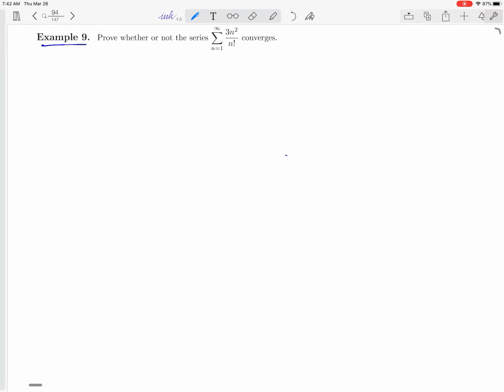Example 9: they're giving us a series that looks like the sum of 3n squared over n factorial. There's that n factorial we talked about a minute ago. The notation is a bit of a challenge to get used to the first time you do a ratio test problem. When we say a_n, we're just referring to the nth term in the series. When we do this test, we're not only worried about what that nth term looks like, we're also worried about what the term that comes after it looks like, a_(n+1).